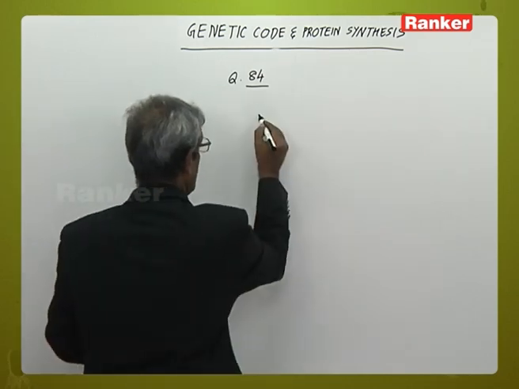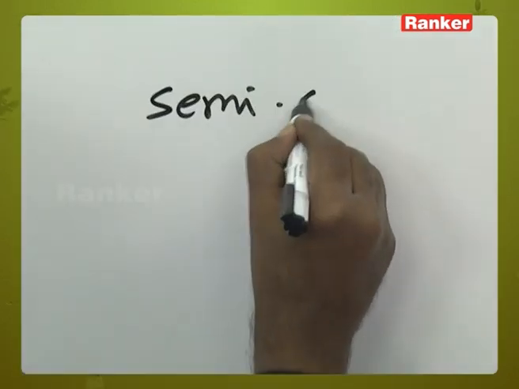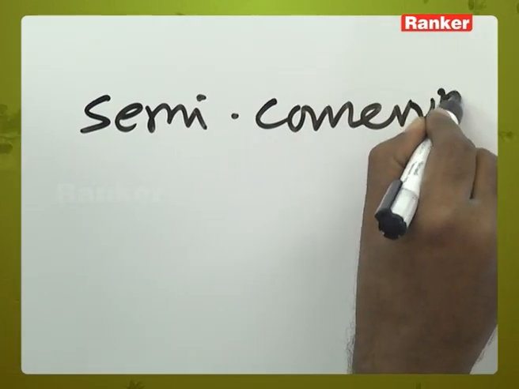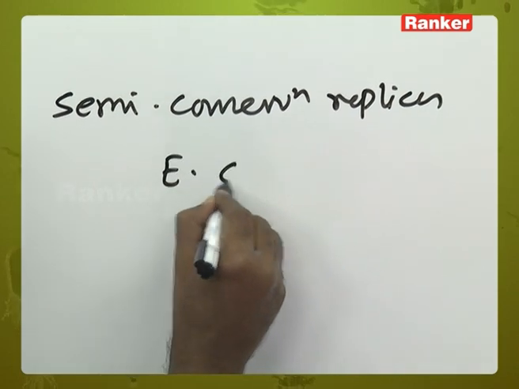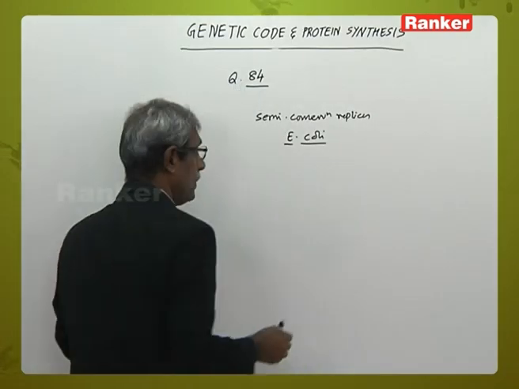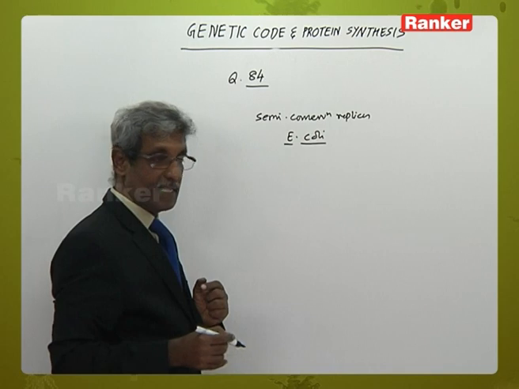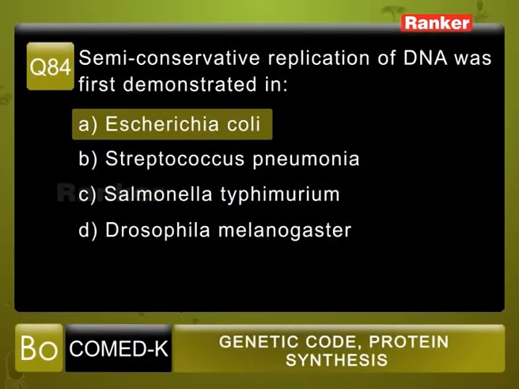So, whenever we are dealing with semi-conservative replication, the model organism is E. coli. The model organism as studied by Meselson and Stahl is E. coli. Answer is A.